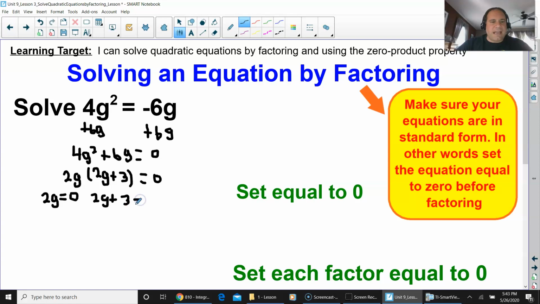One of them has to be equal to 0, so it's like 5 times 0 again. 5 times 0 is 0, and 0 times 5 is 0. One of them has to be 0 to equal 0, right? So now you have two equations. How do we solve them? Yep, we divide by 2. Now we can solve, and g equals 0.